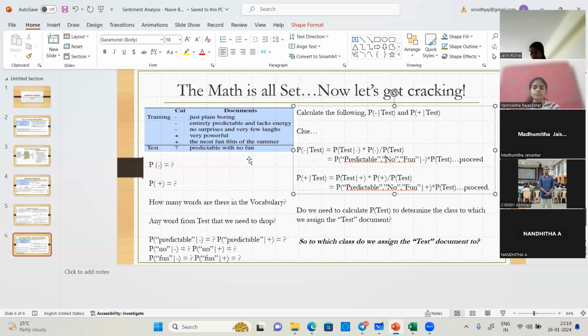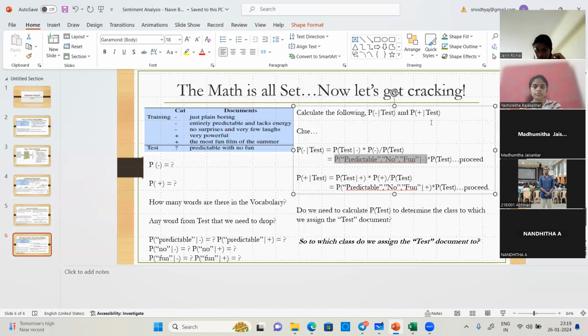So how many features are there? 3 features. What are those features? Predictable, no, and fun. Okay. And that's what you see here. Of course, we go with the assumption that these features are conditionally independent of the classes. So which means I can separate this into 3 multiplicative factors. What are those multiplicative factors? Can somebody tell me?